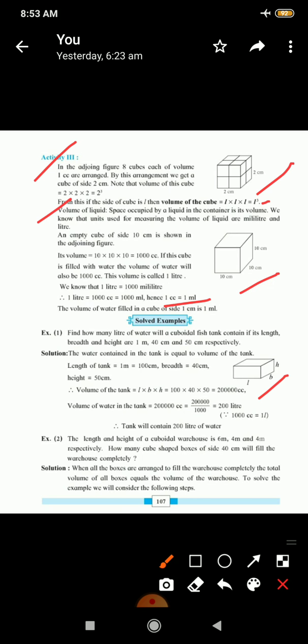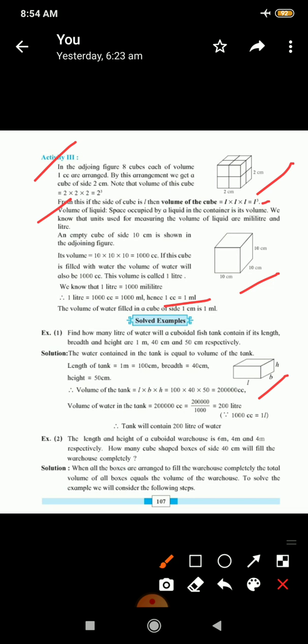Now the lengths are given as 1 meter, 40 and 50 centimeters. All the readings or lengths should be in the same unit, so we will convert meters to centimeters. The water contained in the tank is equal to the volume of the tank. Length of the tank is 1 meter, that is equal to 100 centimeters. Breadth is 40 centimeters and height is 50 centimeters.